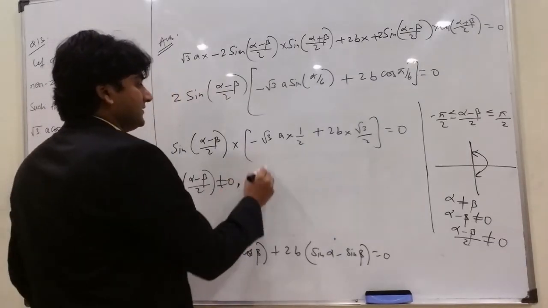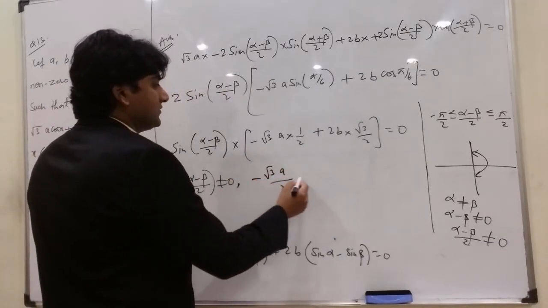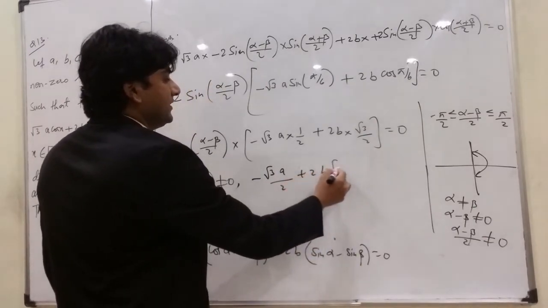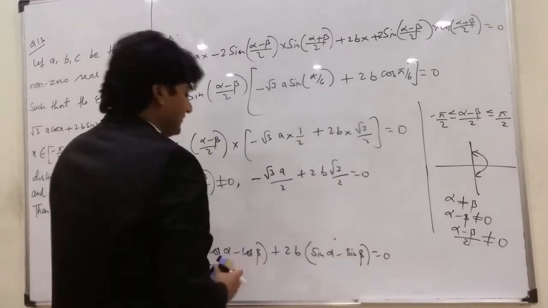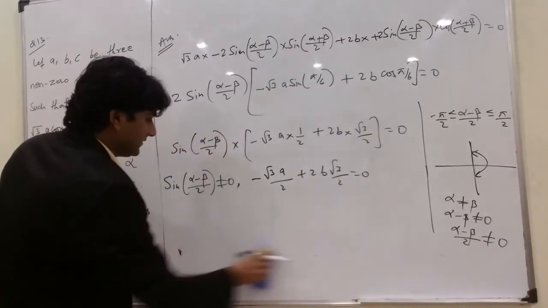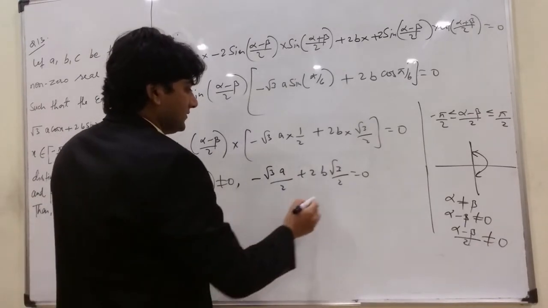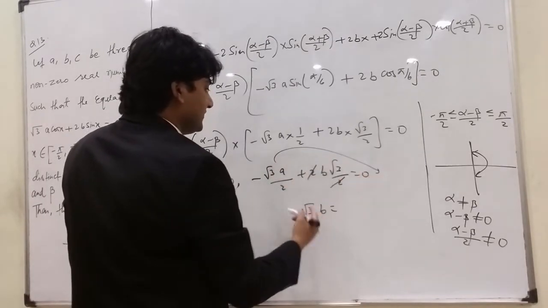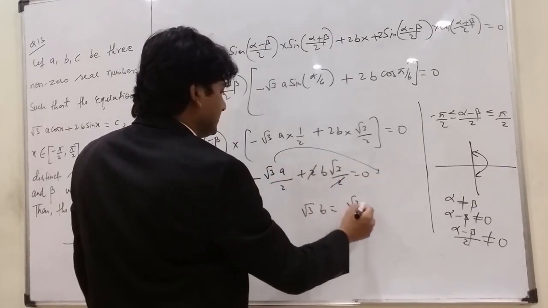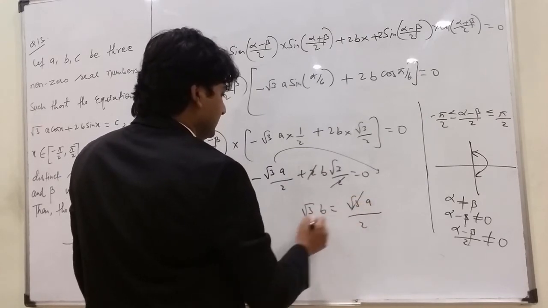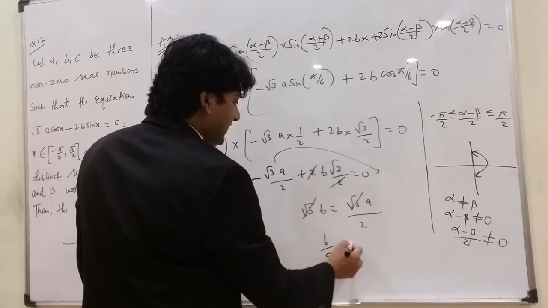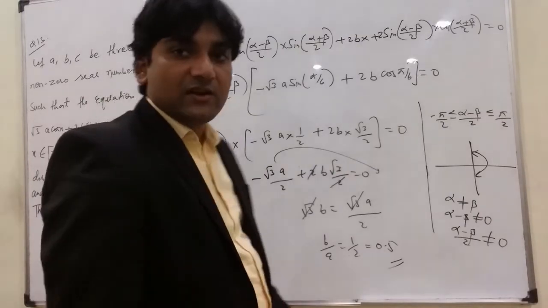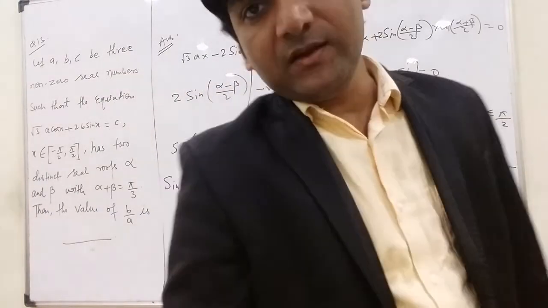Okay, it means this is minus root 3a over 2 plus 2b root 3 over 2 equal to 0. This plus this equal to 0. So here we got this 2 and 2 we can cancel. Root 3b, I can take to this side, and this is root 3a over 2, and root 3 also cancels. So b over a we got 1 over 2, which is 0.5. The question was to find the value of b over a, which is 0.5.